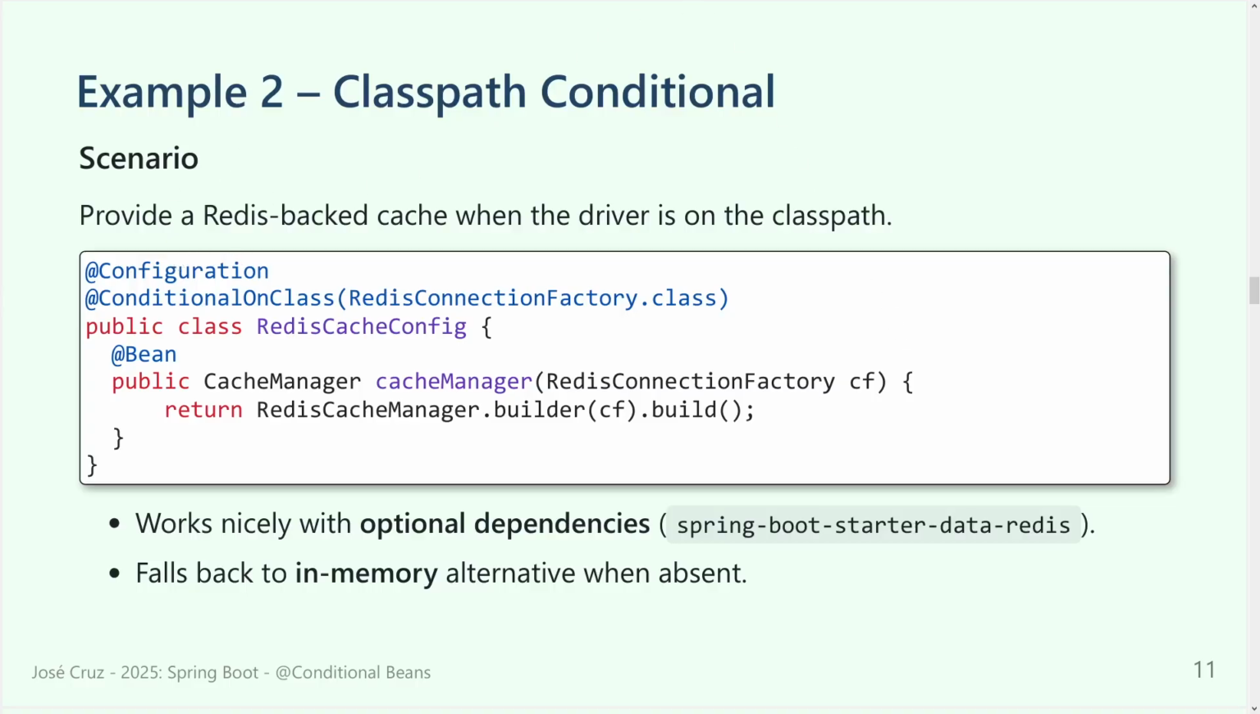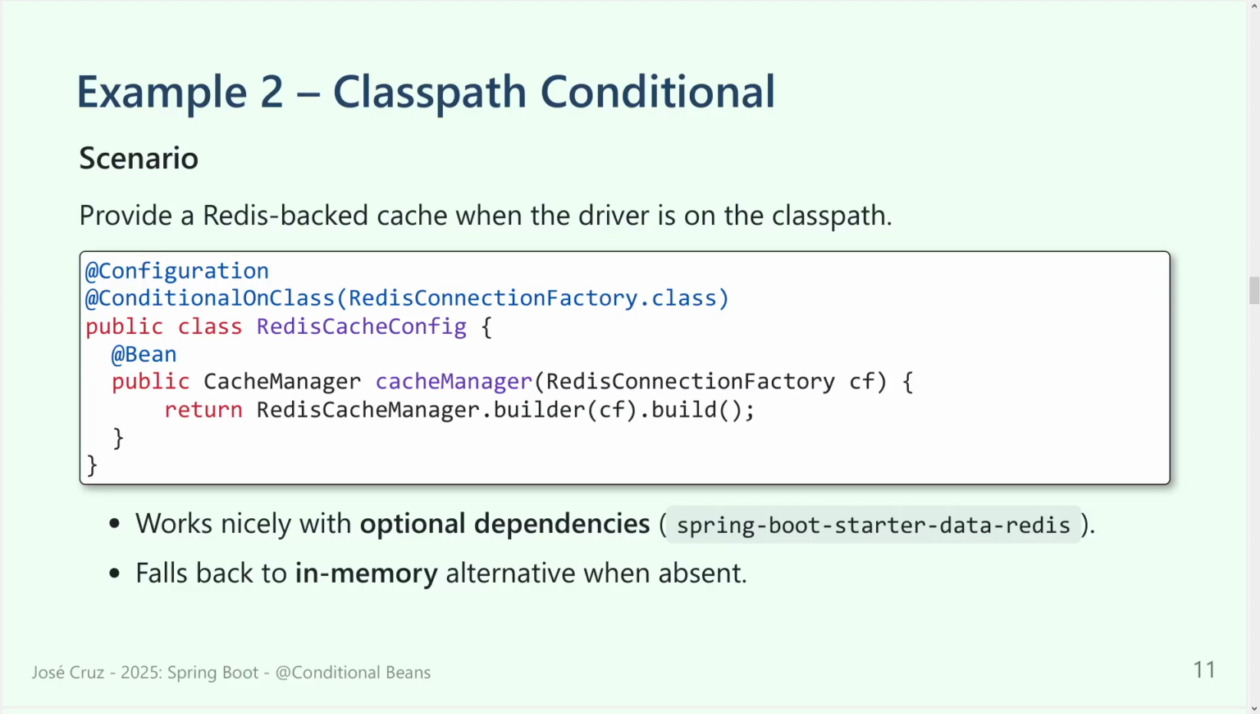Another one is to use the classpath conditional, meaning that you have conditional on class, and you will try to find this class on your classpath, meaning that you are using Redis in your application. That's why it's a good thing for you to make sure that you always have a clean application. Things that you don't need, remove them. It will help Spring Boot in this kind of case. Otherwise, you can have tricky bugs.